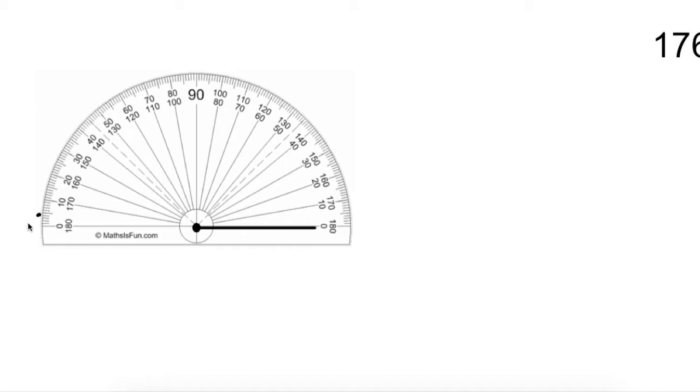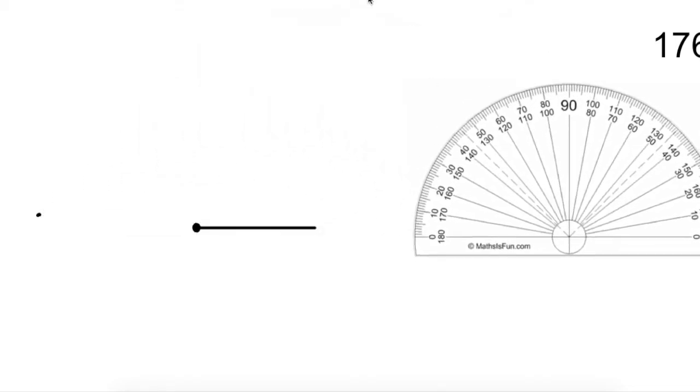So now that I've found 176 degrees on my protractor, and I've marked it, I'm going to move my protractor, and I'm going to create a nice straight line between these 2 points. I would advise you do this with a ruler. And now you'll see that I have an angle measure of 176 degrees.